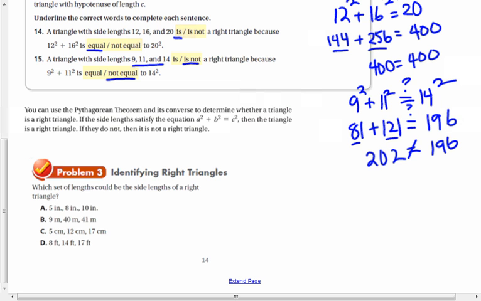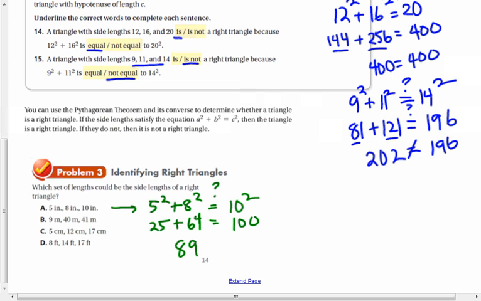And all we need to do is do the Pythagorean theorem with these 3 numbers. So we're going to do 5 squared plus 8 squared and see if it's equal to 10 squared. That's 25 plus 64. And 10 squared is 100. And 25 plus 64 is 89. And since 89 is not equal to 100, we're going to say this is not a right triangle. So let's just put no for that one.